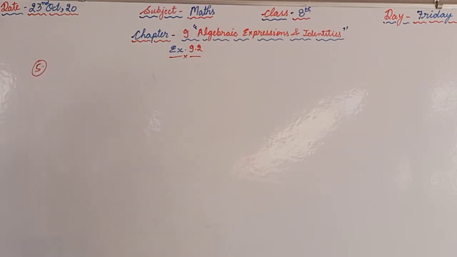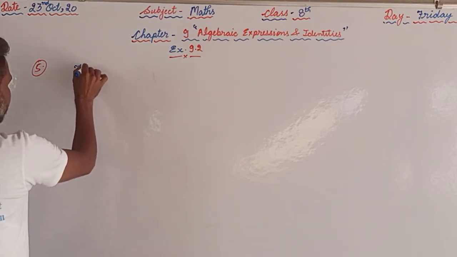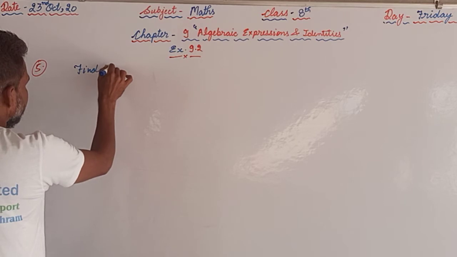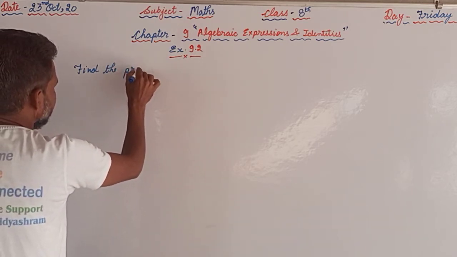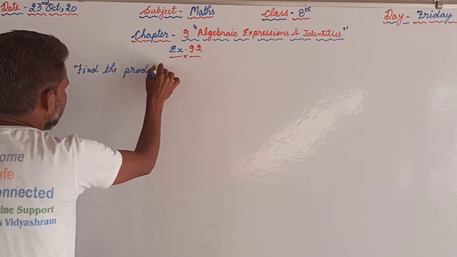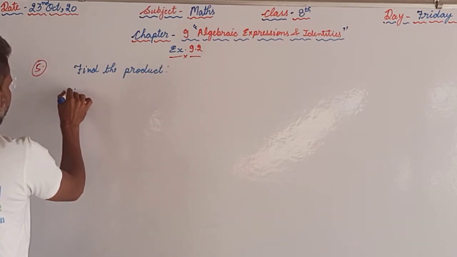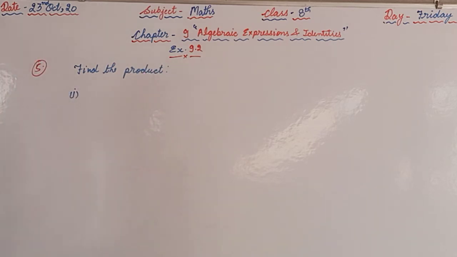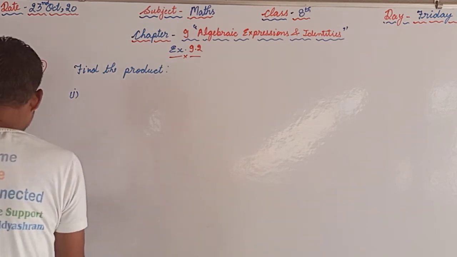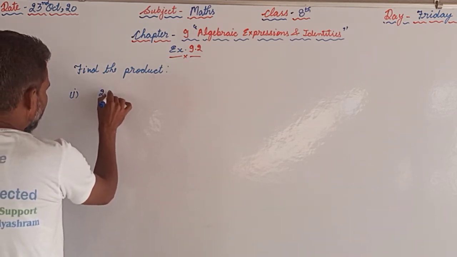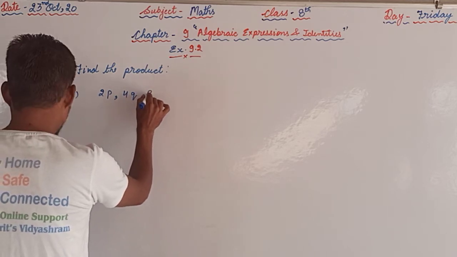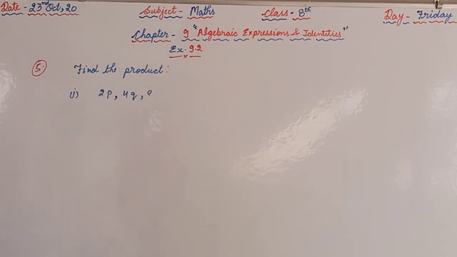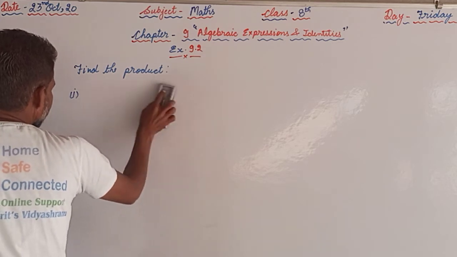In question number 5, we have to find the product, and the first part is we have to find the product of 2p, 4q and 8. No, that first part is not that.